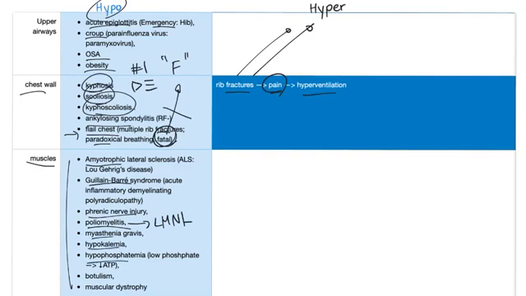Myasthenia gravis, hypokalemia, hypophosphatemia. Why? Because we need phosphate for ATP. Why does hypokalemia lead to hypoventilation? Because hypokalemia decreases muscle contraction, and we will talk about this in acid-base disturbance. Check my playlist called Fluid, Electrolytes, and Acid-Base Disturbance.